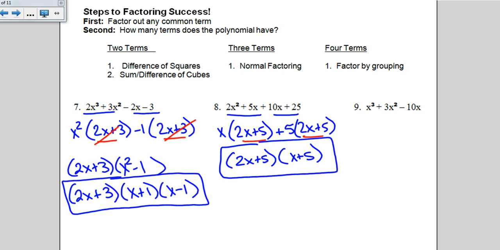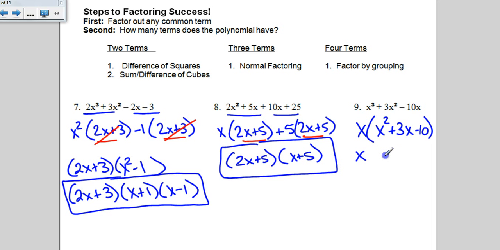Okay, number 9. I think on number 9, we finally have a case where you have a common factor to take out. There's a common factor of x that you can take out of everybody, leaving you with x squared plus 3x minus 10. Now, in here you have 3 terms, and remember it says when you have 3 terms, your technique is just a normal factoring technique.